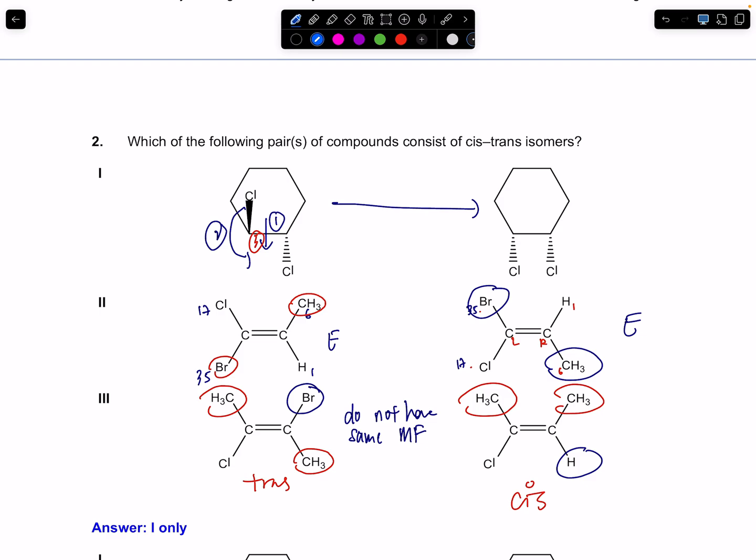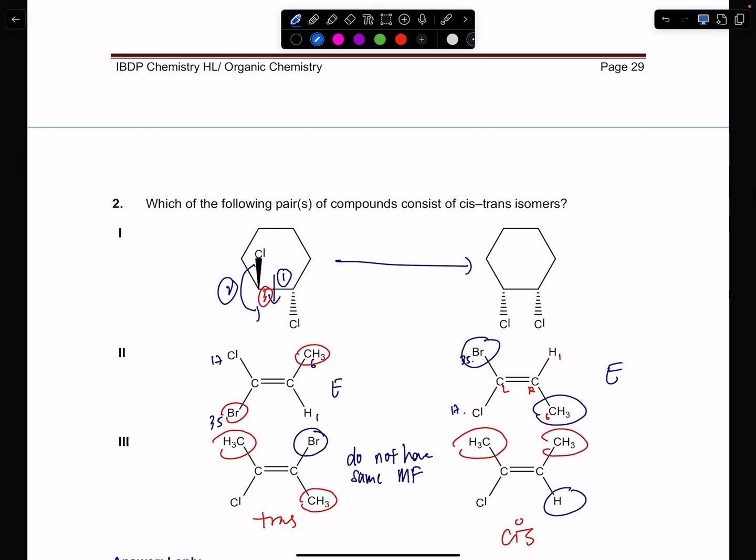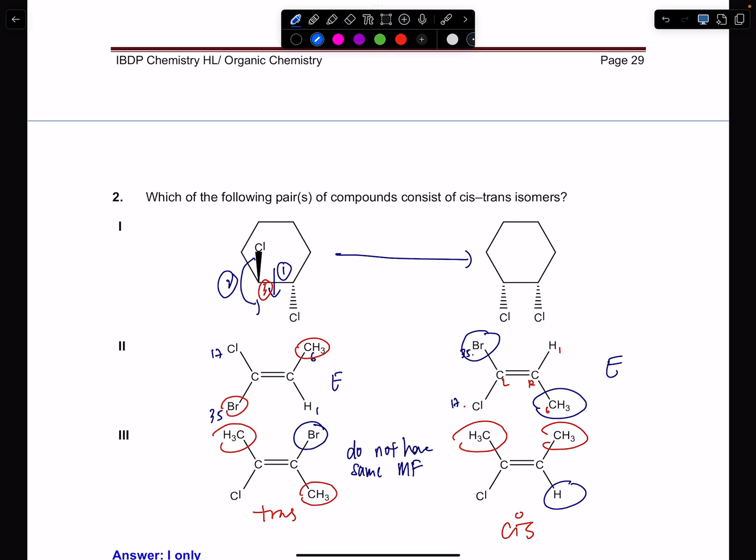So you said EZ isomerism, is that a type of cis-trans? Yeah. Cis-trans is said to be a subset of EZ. They only meet one criterion. They don't have to have similar groups across the carbon-carbon double bond.